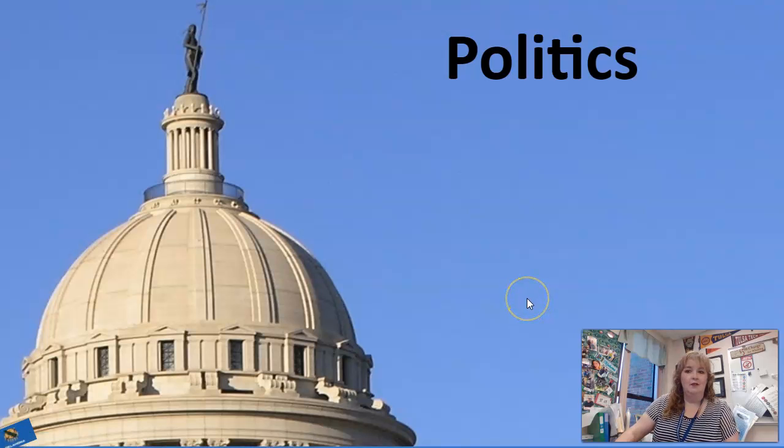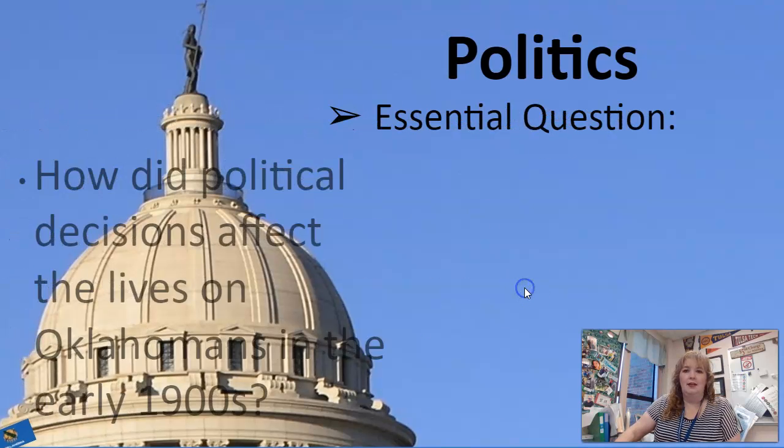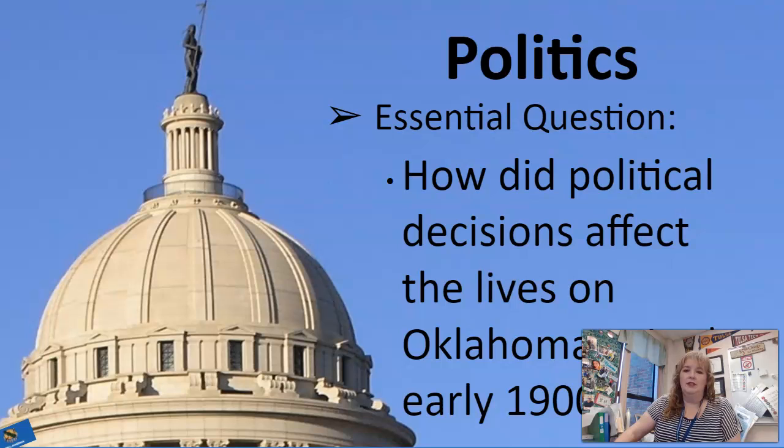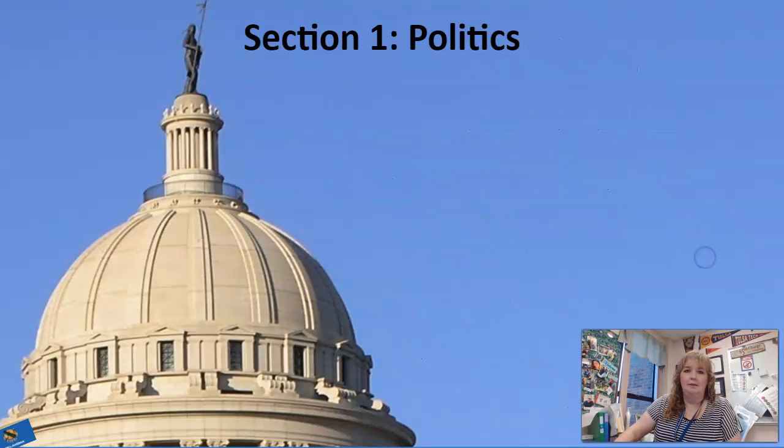Good morning. Today I want to go over politics in early Oklahoma with you. Our essential question today is, how did political decisions affect the lives of Oklahomans in the early 1900s? We're going to see some of the many decisions that were made during that time.